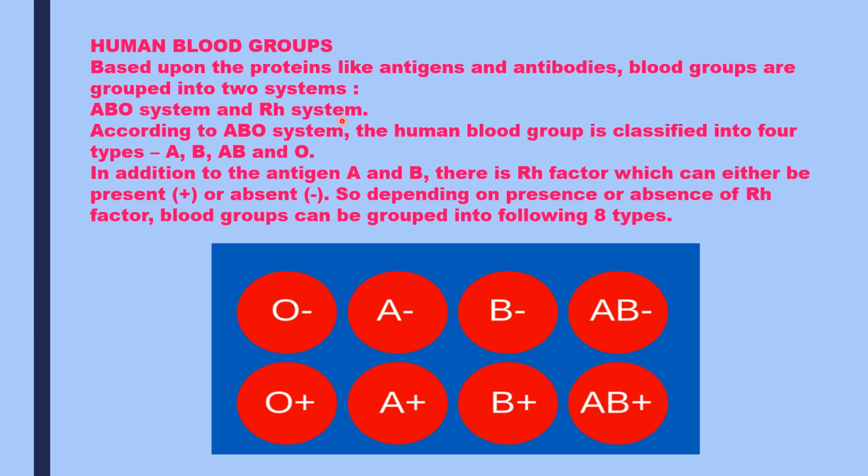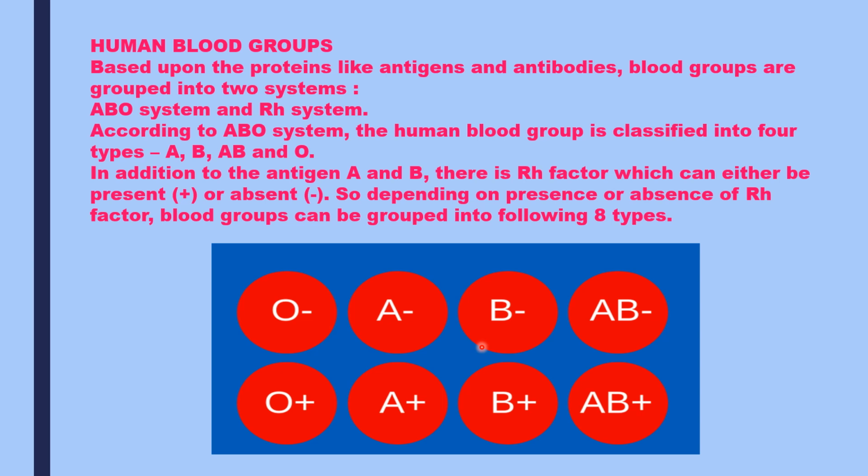So according to the ABO system, we have four different types of blood groups. They are A, B, AB and O. Then there is one more additional factor which is called the RH factor, and that RH factor depends upon the presence or absence of the antigen. If the antigen is present, then the blood group will be termed positive. If the antigen is absent, then the blood group will be termed negative.